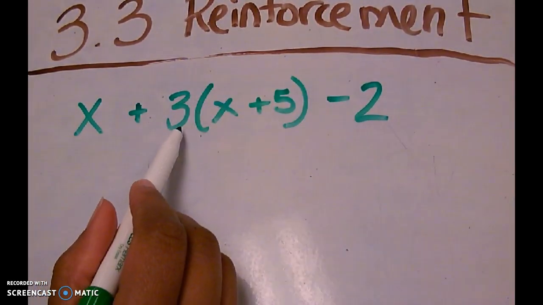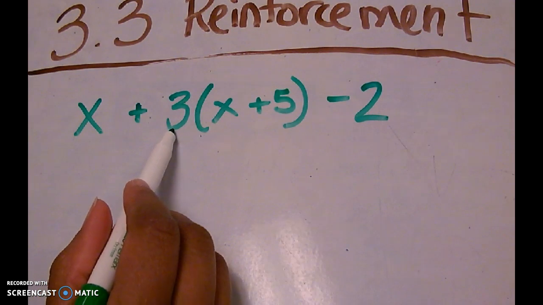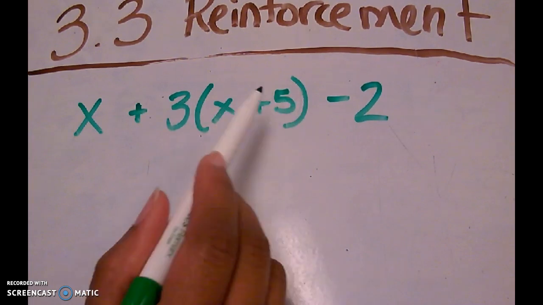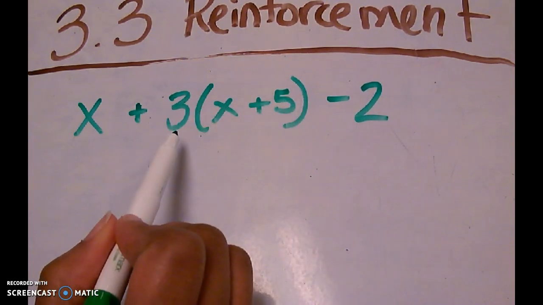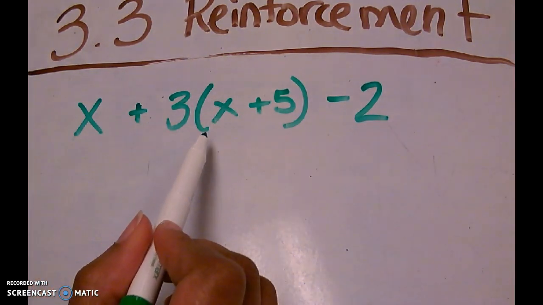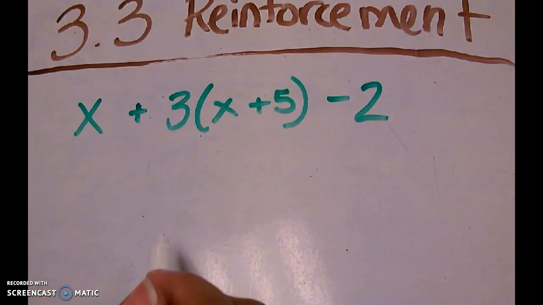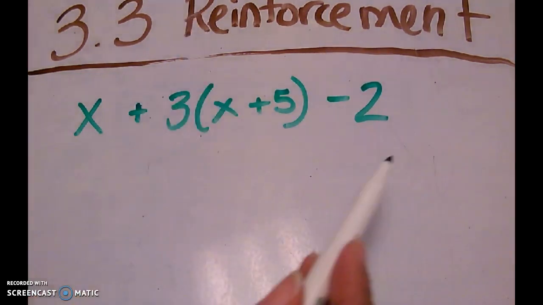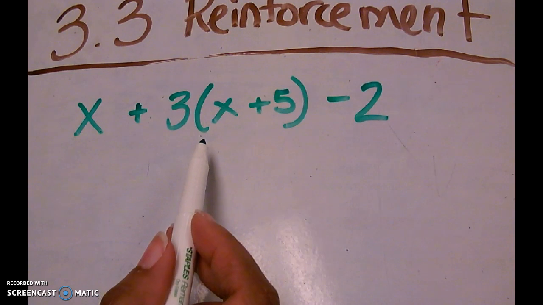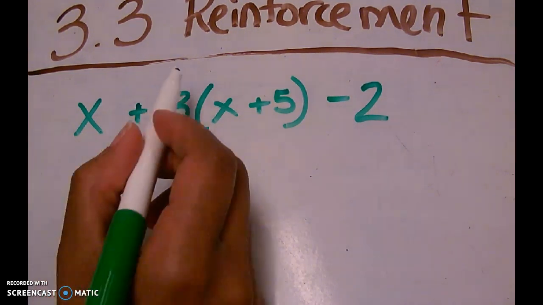Please note, I cannot go and mix this 3 up with this 2 over here because it has not yet been properly distributed. I also cannot mix this x up with this x because it's still in parentheses and it has not been distributed. So whenever you see a place where you can apply the distributive property, that comes first. So let's go ahead and solve.